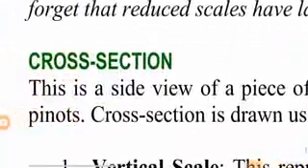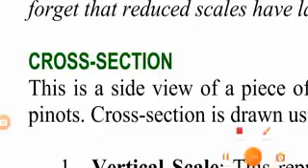Another thing is about cross section. Okay, cross section I will explain by demonstrating, so I will do this.